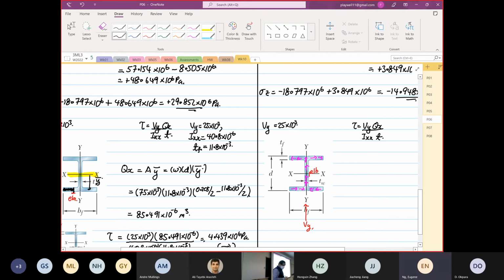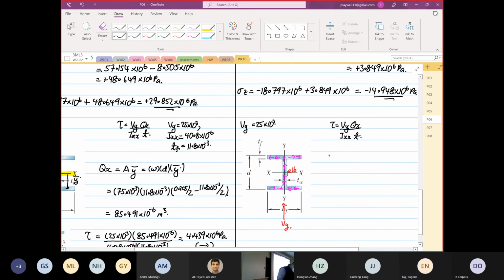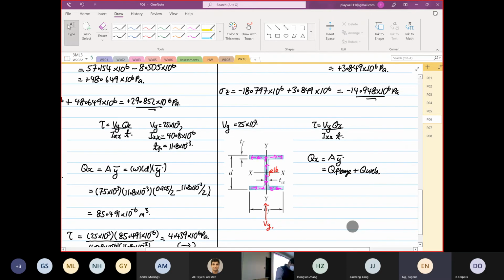Again we want to find Qx. Qx is equal to A y bar. For this case it is the Q of the flange plus the Q of the what? Web. So you just need to add them. As I said, I like to use width multiplied by depth and then y bar.